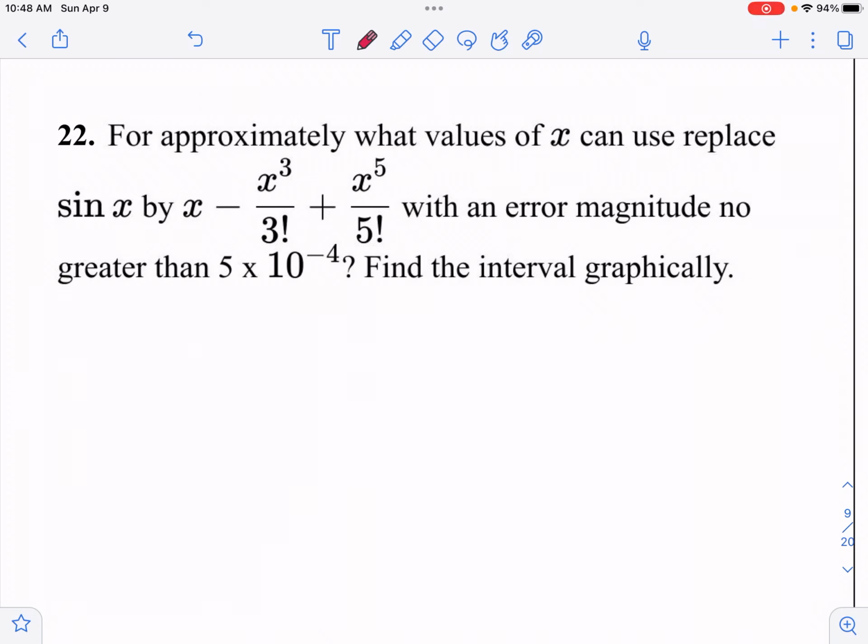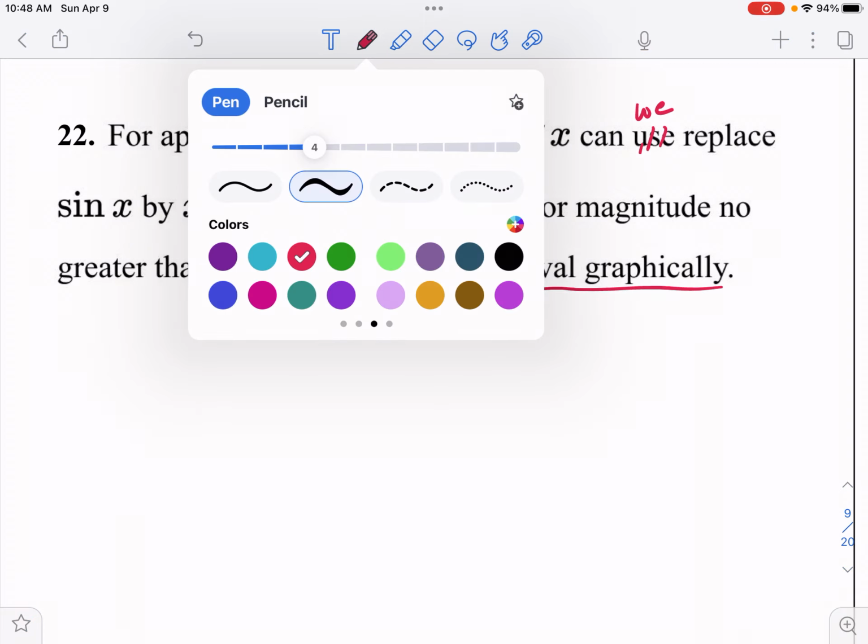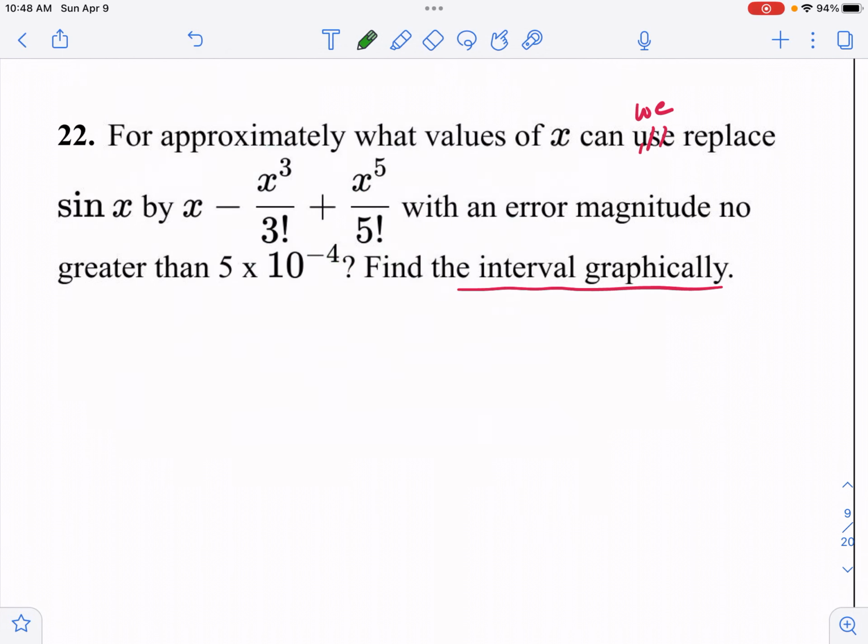Okay, this problem says, for approximately what values of x can, I think that means we're supposed to be, can we replace sine of x by its fifth degree Maclaurin polynomial with an error magnitude no greater than 5 times 10 to the negative 4? Find the interval graphically. All right, so just to preview what I'm about to do graphically.